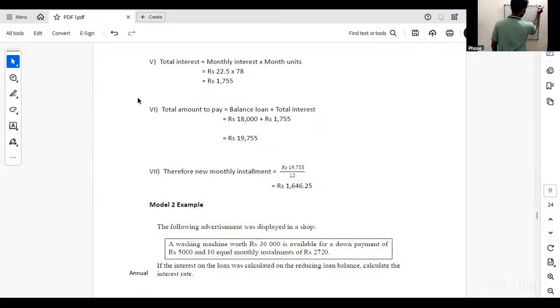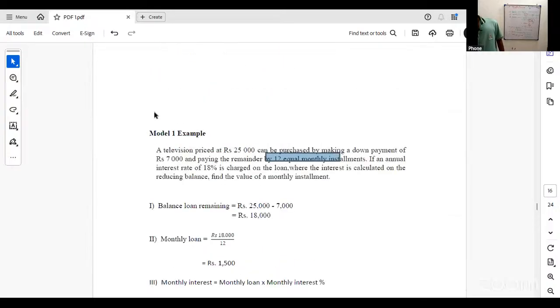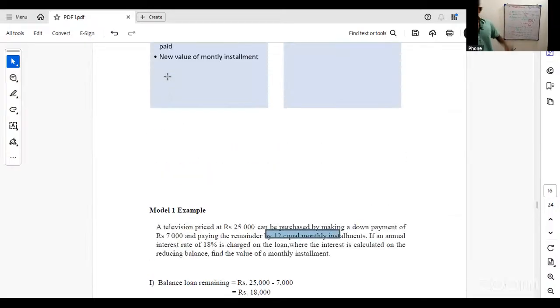1,646.25 rupees. This is the value of the monthly installment. Now we did this one in 7 steps: 1, 2, 3, 4, 5, 6, 7. So these 7 steps you need to do exactly if they ask the first model. So you have to remember these points in the model.